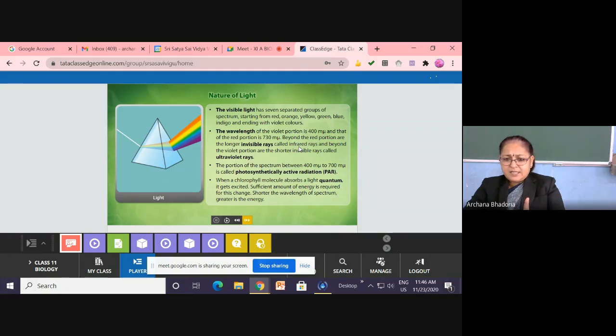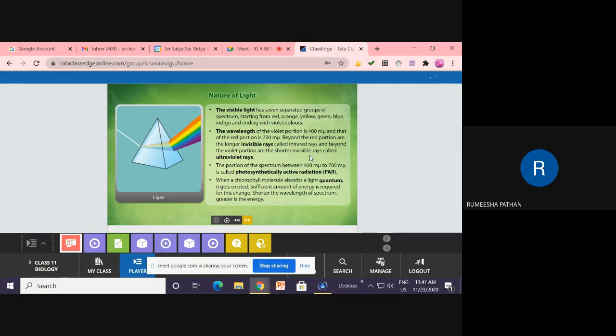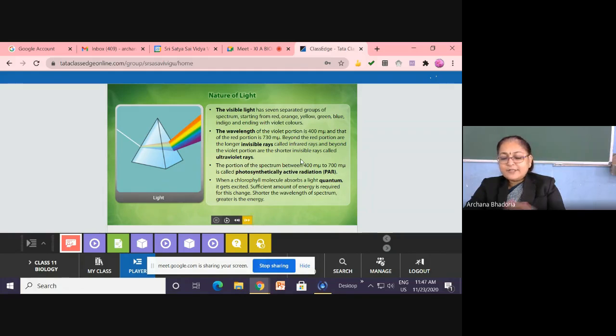Write all this down quickly. Okay, the visible spectrum, then the infrared, and then the ultraviolet. So infrared has a wavelength longer than the red. Ultraviolet rays have a wavelength shorter than the violet. Is it clear? Do you know whether the ultraviolet rays are reaching us or not? No, ma'am. Why are they not reaching? Ma'am, because of ozone. Because of the ozone, they are prevented from entering the earth's atmosphere.